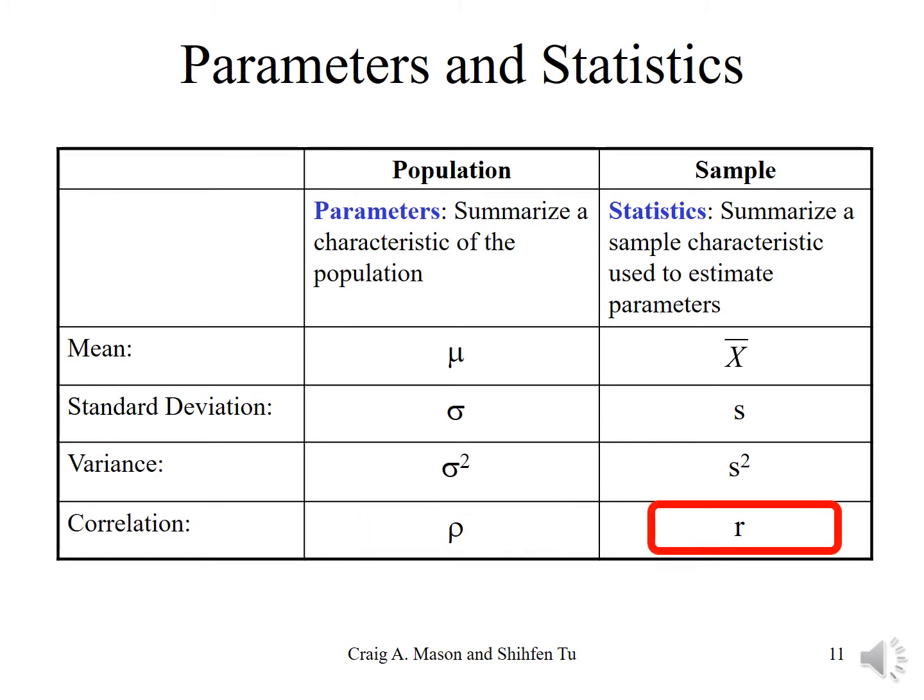The key point here is that we're using the sample statistics to estimate the population parameters. In particular, we must use the inferential statistics version of the standard deviation and variance, lowercase s and lowercase s squared, to estimate the population standard deviation and variance, sigma and sigma squared.